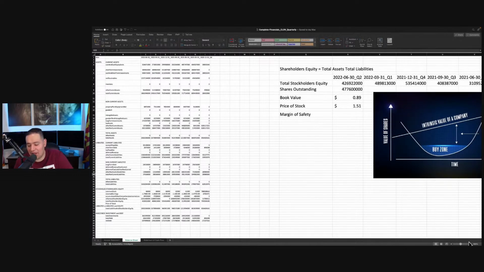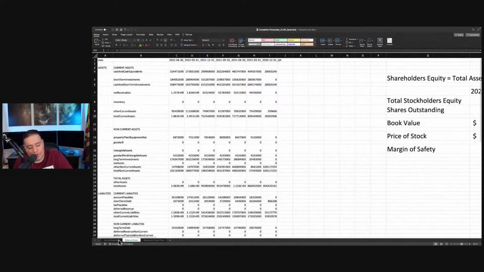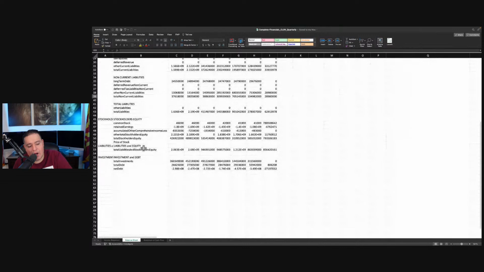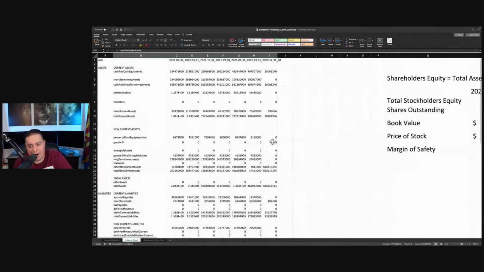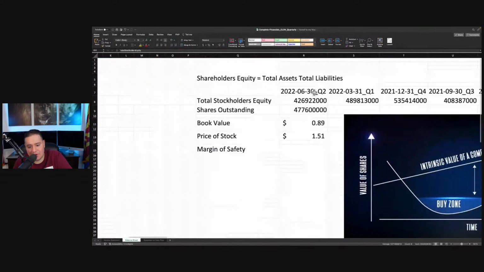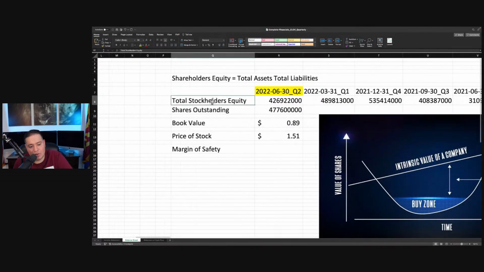So here's the thing. What you want to do is go over to the balance sheet, and scroll down to where it says total stockholders' equity. Okay, and you want to pull these numbers. Now the thing is, I only care about the most recent one, which is on June 30th of Q2. That's what I care about. Here's total stockholders' equity.